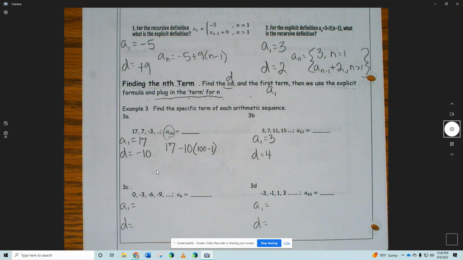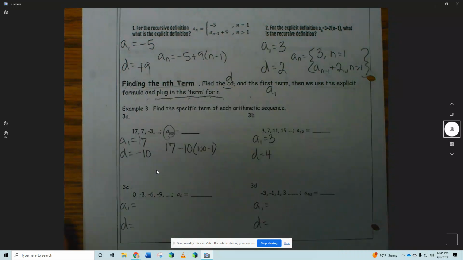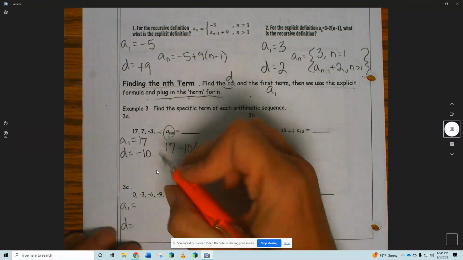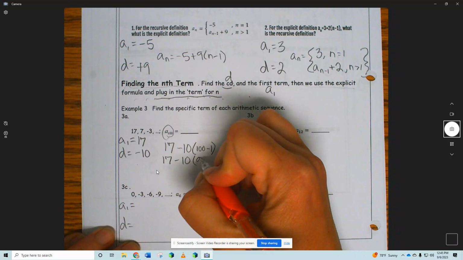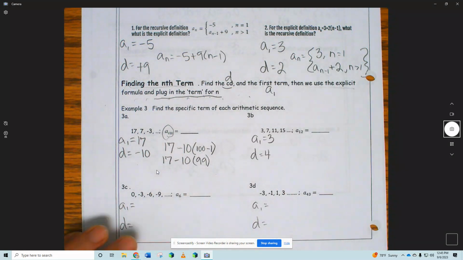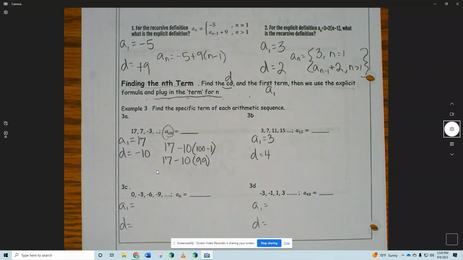Okay. So remember, you cannot start with 17. Don't be that kid. You have to start with the 99 in parentheses. This math problem is going to be 17 minus 10 times 99. 17 minus 10 times 99. You guys, this is going to end up being a negative number. I think your calculators, my class set, can do this totally perfect. 17 minus 990. I think if you put 10 parentheses 99, it'll work.